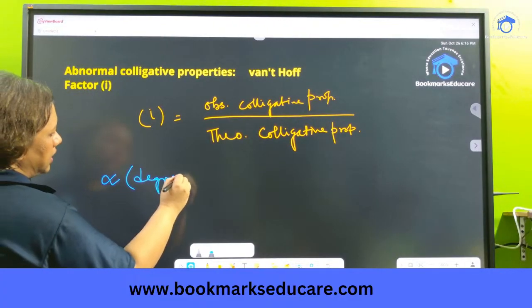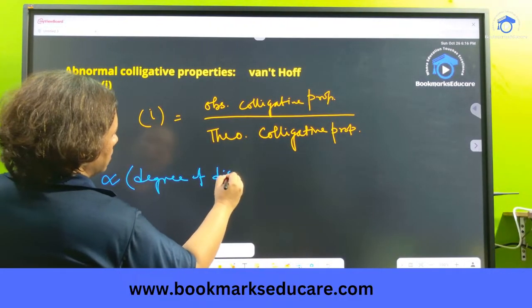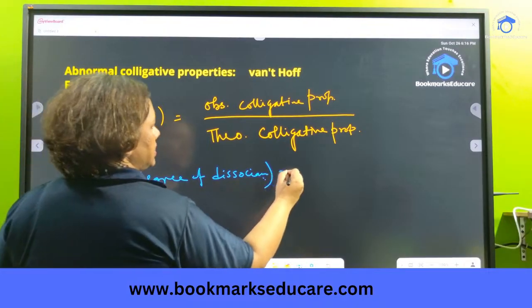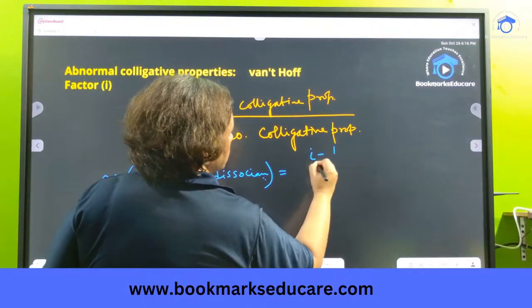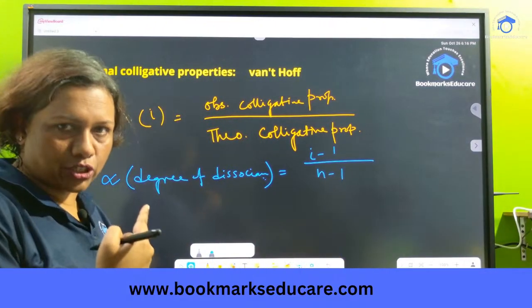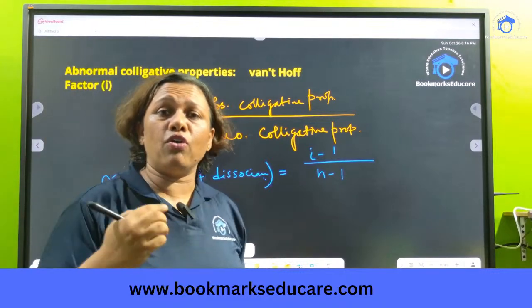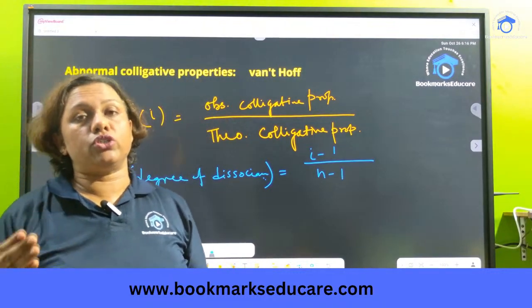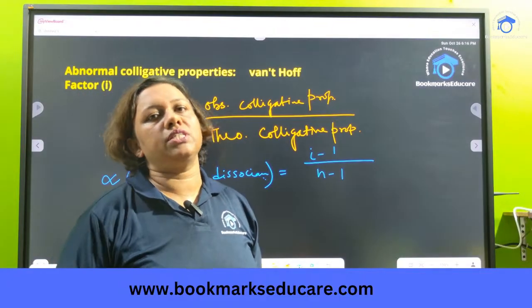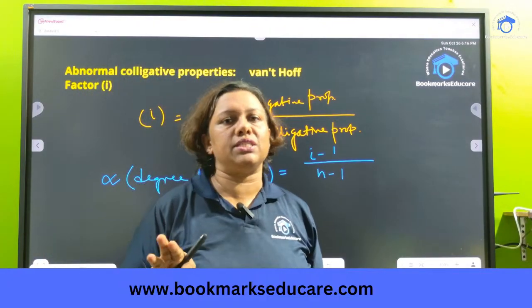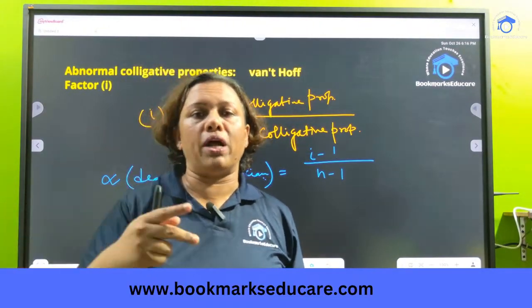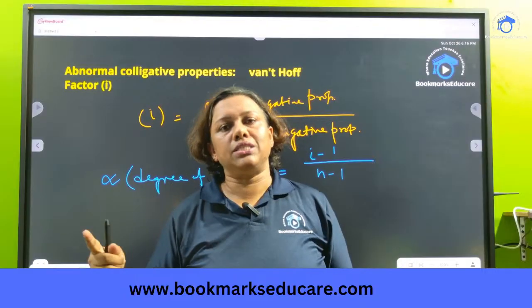This is degree of dissociation, that is equal to i minus 1 by n minus 1. i is the Van 't Hoff factor, n is the number of particles into which one molecule dissociates. For example, sodium chloride will dissociate into two ions, one Na plus and one Cl minus. That means one sodium chloride molecule will impart two particles, one sodium, one Cl.